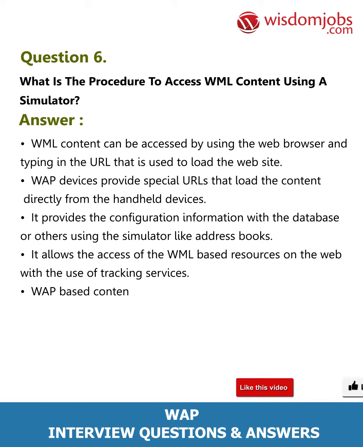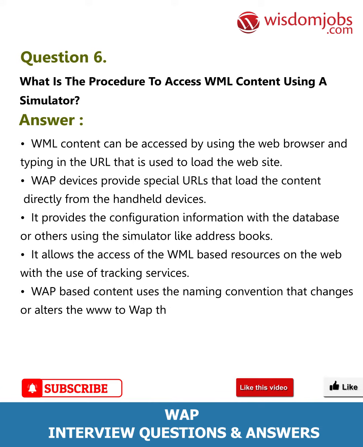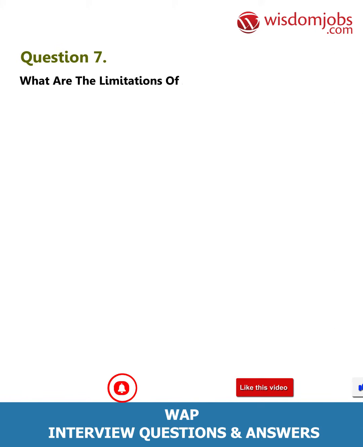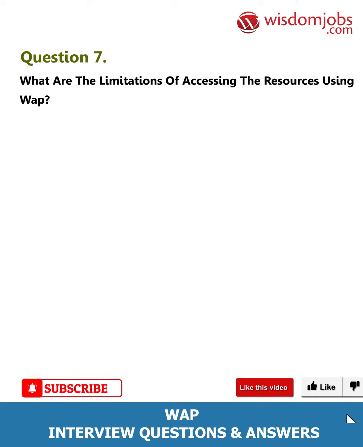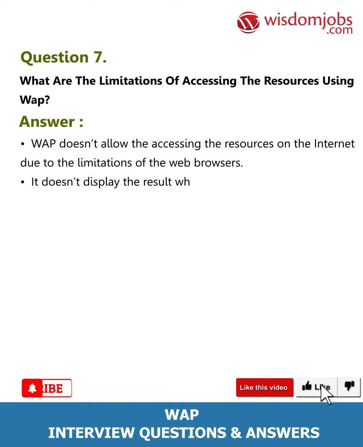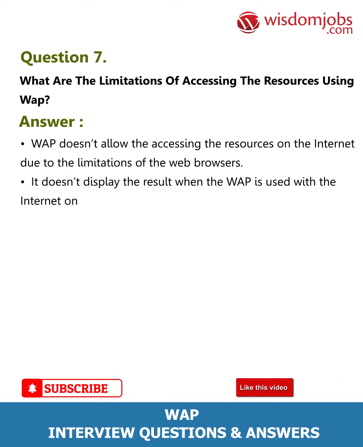WAP-based content uses the naming convention that changes or alters the www to WAP that provides the resources on the WAP site. Question 7. What are the limitations of accessing the resources using WAP? Answer. WAP doesn't allow the accessing of the resources on the internet due to the limitations of the web browsers. It doesn't display the result when the WAP is used with the internet on personal computers.